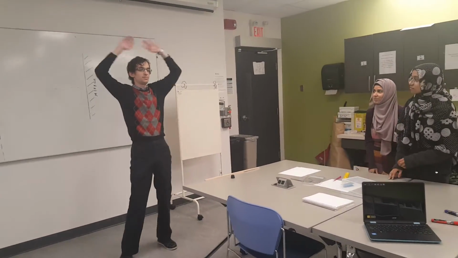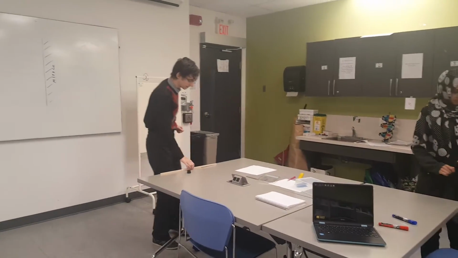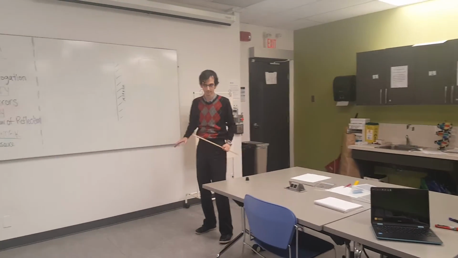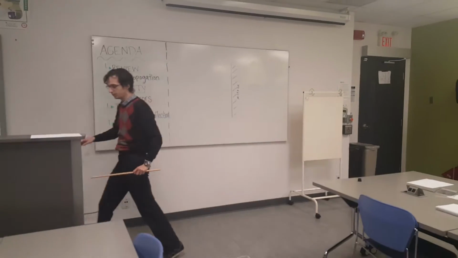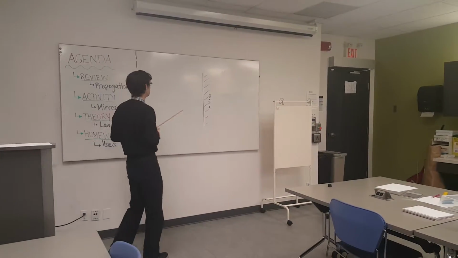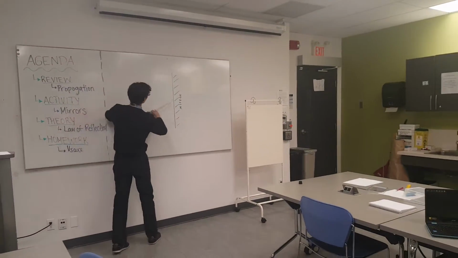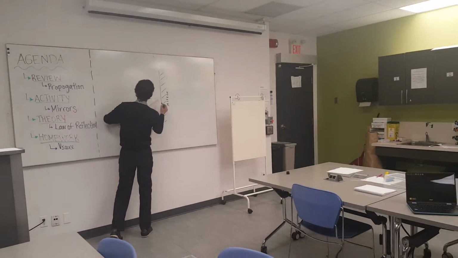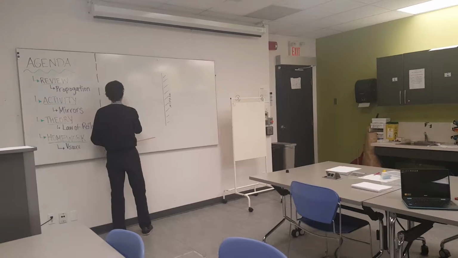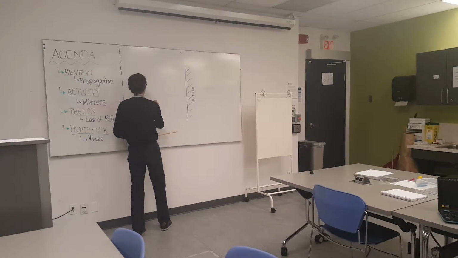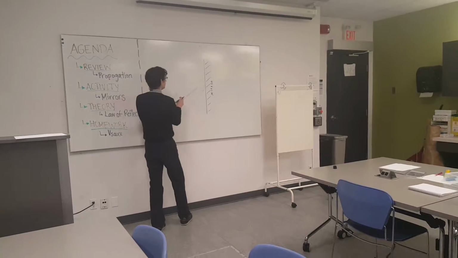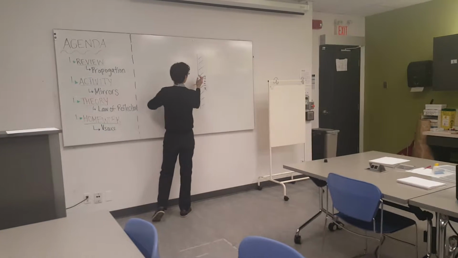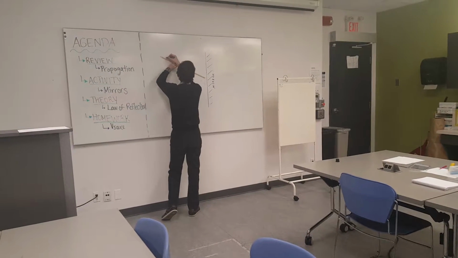Okay, class, wrap it up. Eyes on me. We're going to go over this. So, when we looked at the mirror, we had a ray box, and we had a light that fed into here. Now, what we call this is our incidence ray. And the ray bounced off the mirror and came out.